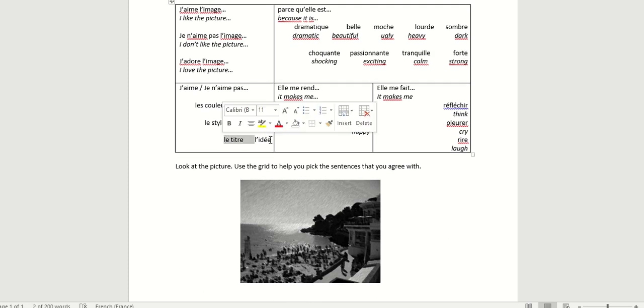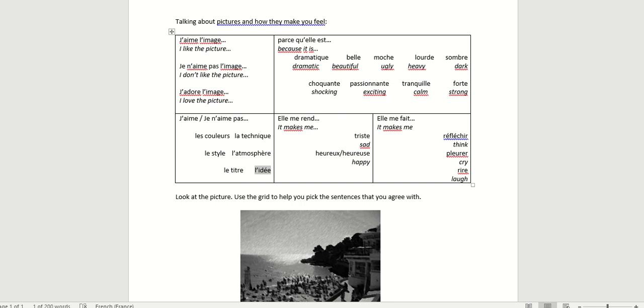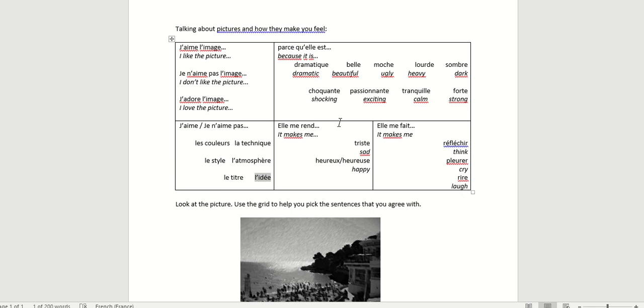L'idée, the idea of doing a black and white picture of a sunny sunset. That is quite a crazy idea. Very dramatic, which is this word here, dramatique. Elle me rend, it literally means kind of like it turns me. So it's what it makes you feel like inside.